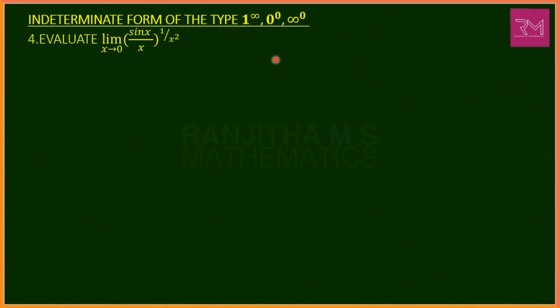In that case, we have to convert this type of indeterminate form into the form 0 by 0 or infinity by infinity. Then we have to apply L'Hospital rule and we have to simplify the problems. Let's see how to solve. Take the given problem, that is L is equal to limit as x tends to 0 (sin x by x) whole power 1 by x square.